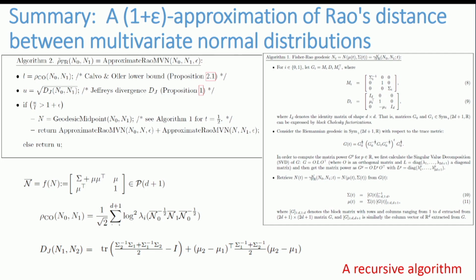So this is the summary. In this talk, I showed two things. One, how to get a 1 plus epsilon approximation that is numerically stable, even for very far away normals, which was not the case so far. People have been looking at very complex solutions for the Rao distance between multivariate normals. This is the algorithm written here. Actually, it's a recursive algorithm, because I cut the geodesic in half. If the ratio of the upper bound to the lower bound is still above 1 plus epsilon, I further cut and cut and cut.